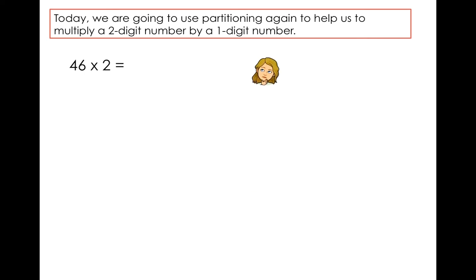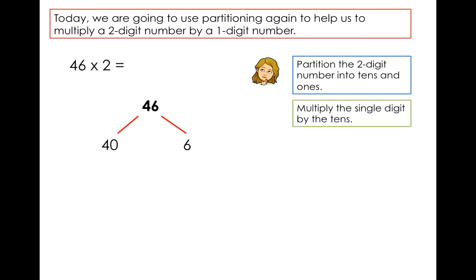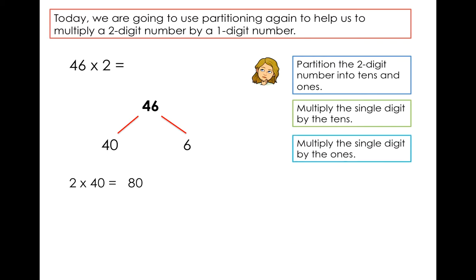Brilliant. Okay, so we'll do one more example, then you're going to have a go. So we'll partition 46, the 2-digit number, into tens and ones. So we have 4 tens, or 40, and we have 6 ones. Then we're going to multiply the single digit 2 by the tens. So 2 times 40, remember we do 2 times 4, which is 8, and then multiply the answer by 10 to give us 80. Then we're going to multiply the single digit by the ones. So we'll do 2 times 6 to get 12.